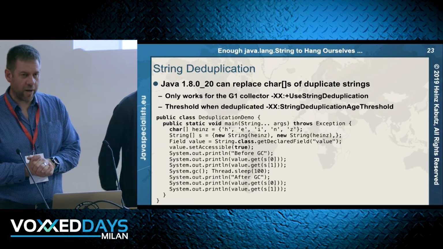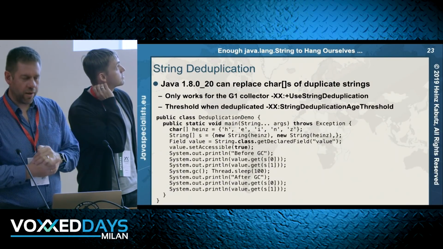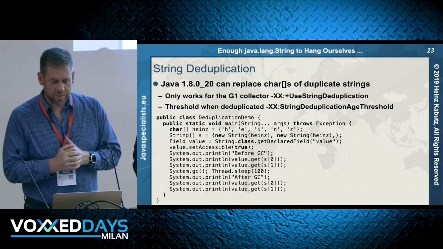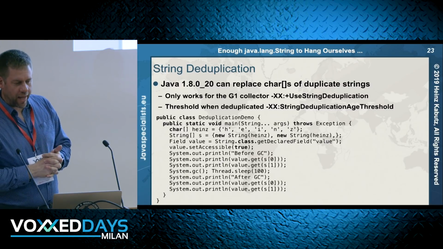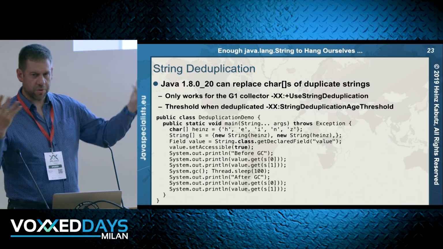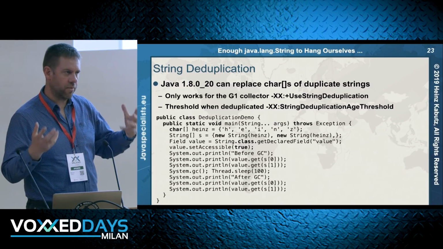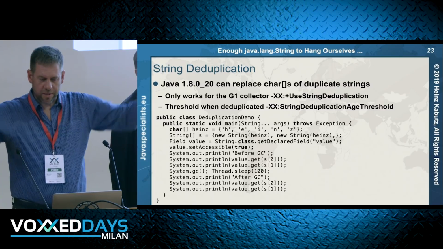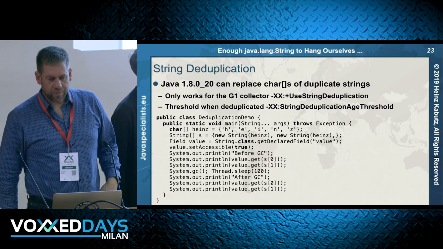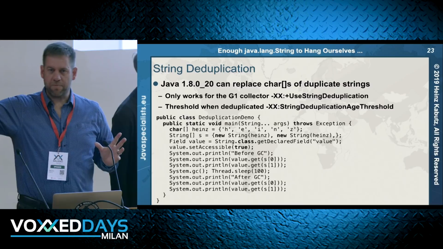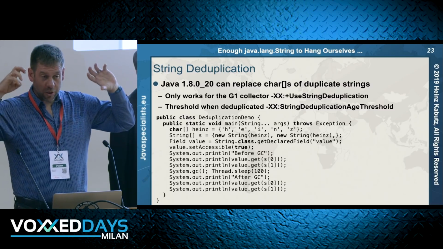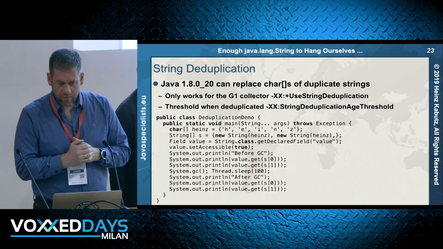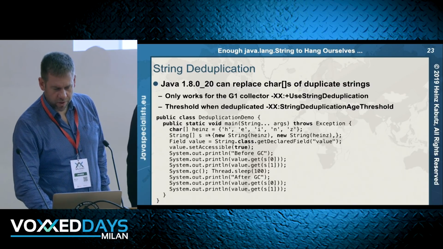Now, deduplication is quite a nice little feature. You get this in G1, not in the other GCs. I don't know why. I mean, they probably could do it in other ones as well. But the idea is that if you've got multiple strings which have the same content, but they've got different char arrays because they've been created separately, then before the object gets moved to the old space, the char array gets shared with other strings which have the same values. So here I'm making two strings with the same char array.